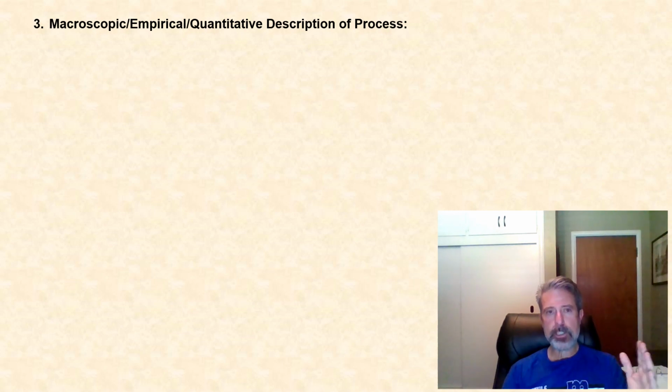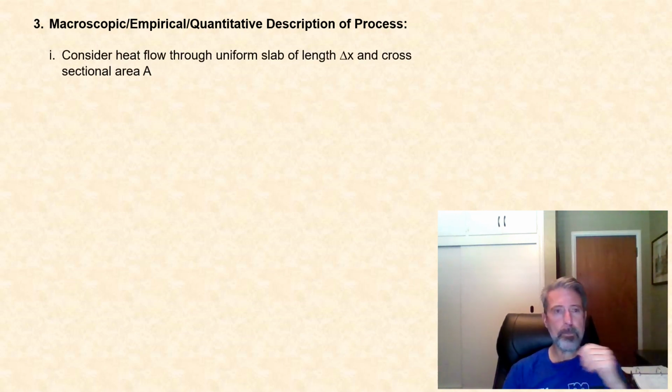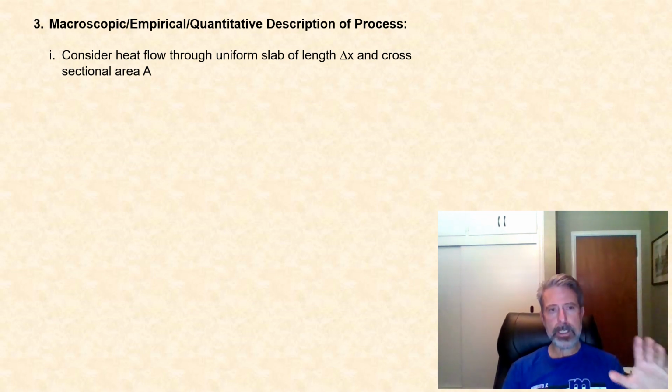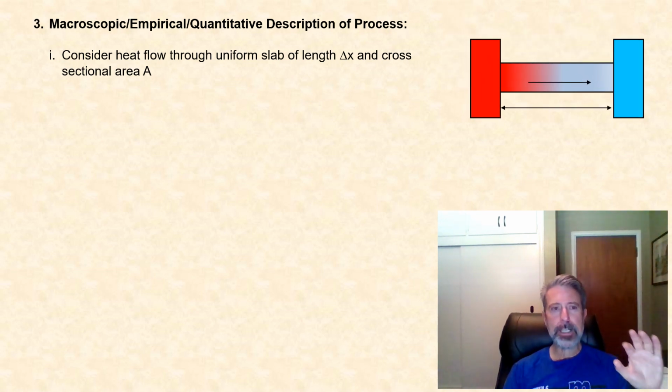So before we actually state the law, let's take a look at our starting point here. I think we will be in agreement that we can basically predict the law just from common experiences in life. What we're going to do is consider heat flow, really internal energy flow, due to a temperature difference, through a uniform slab of length delta x and cross-sectional area A.